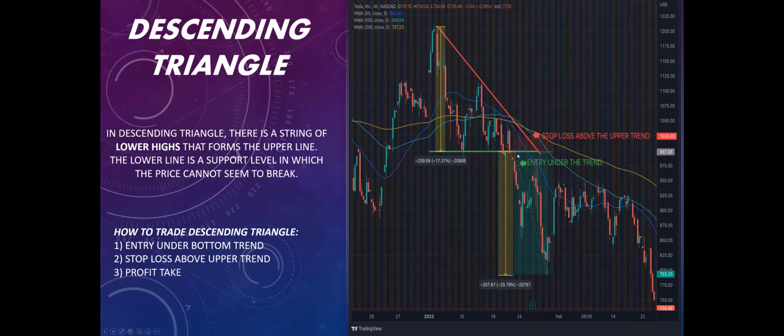Again, my entry would be under the support level, stop loss above the resistance level. We can enter at the breakout or retest. And for the profit target, it's going to be the same, from the highest high to the low, the exact same move. Oh, this is a little bit bigger move. This is 17%. My target should be a 17% move. Or in dollar amount, it's a 2.9 point move, another 2.7 move.